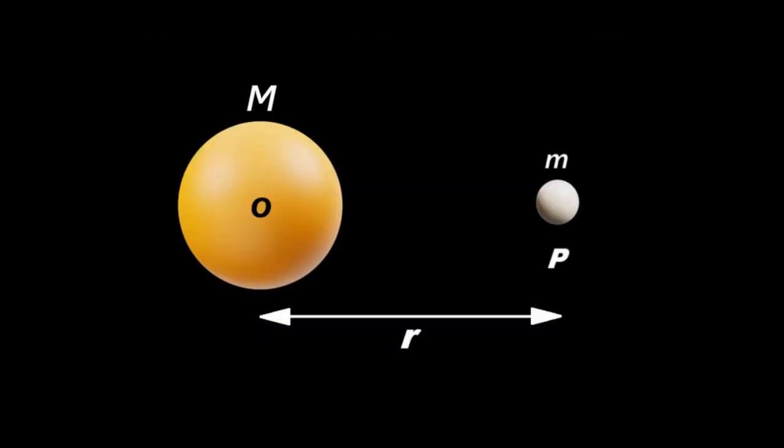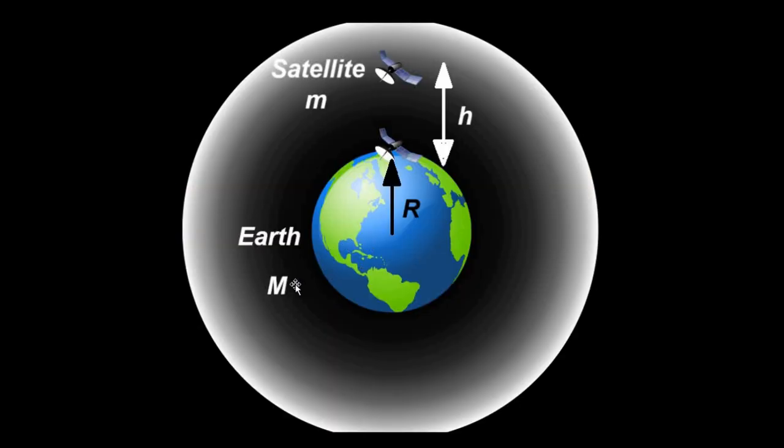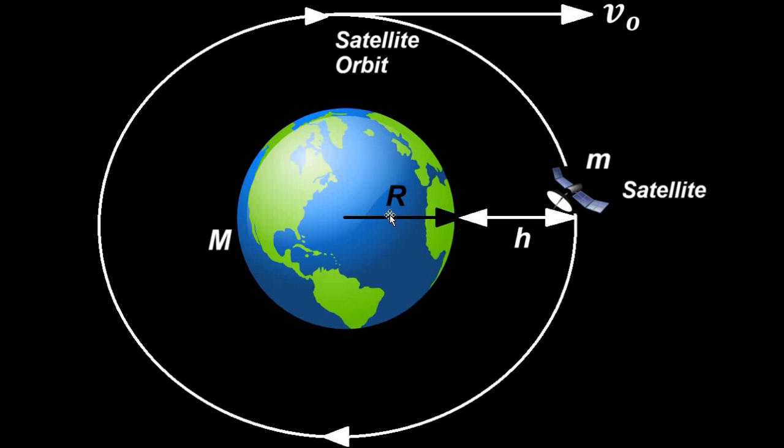So if we apply the same concept to the Earth and satellite system, in this case Earth becomes the source mass, which is the source of the gravitational field. The satellite is within the gravitational field of Earth. Here the mass of the satellite is small m, mass of Earth is capital M. The total separation distance, as all distances are measured from the center, is capital R plus small h, where capital R is the radius of the Earth and small h is the height of the satellite above the surface of the Earth. So a total separation distance of R plus h.